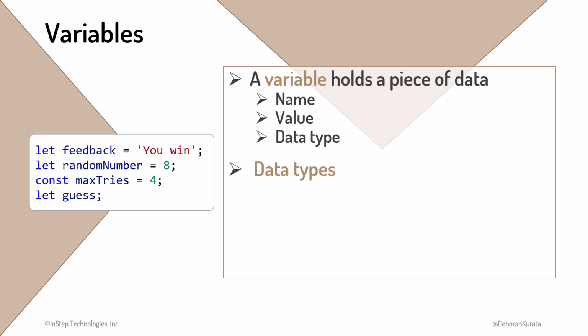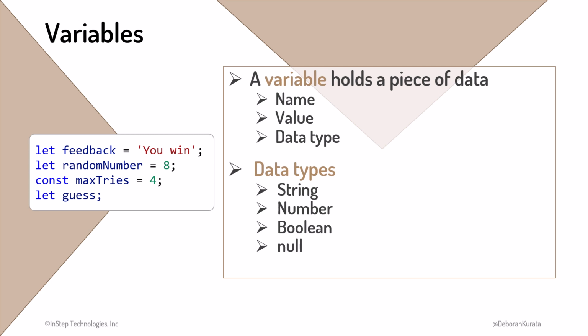The basic JavaScript data types include string, which is a text value and must be enclosed in either single or double quotes. Number, which is any numeric value. Don't put quotes around a number unless you want that number to be a string. Boolean has a value of true or false. It's great for flags, such as whether or not the user guessed correctly.